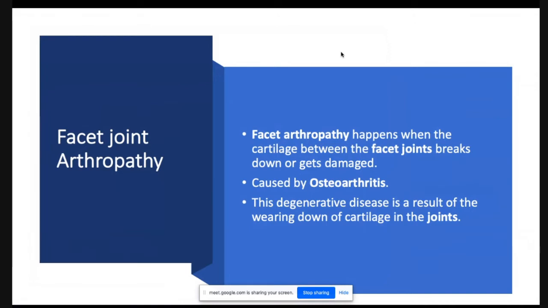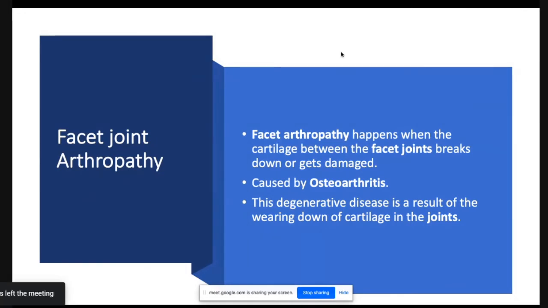Now, another point is facet joint arthropathy. In the beginning, I have shown some articular facets. It may be costal articular facets in the thoracic part, or it may be intervertebral facet joints. Intervertebral facet joints also contain cartilaginous tissue. So whenever a patient suffers from osteoarthritis, these cartilages can also get damaged, and the person gets early osteoarthritic changes or a complete manifestation of osteoarthritis.